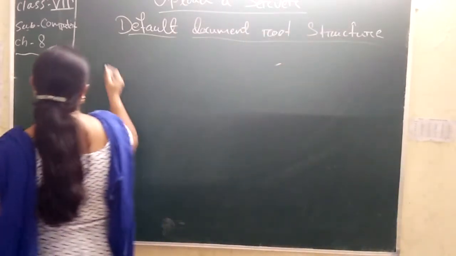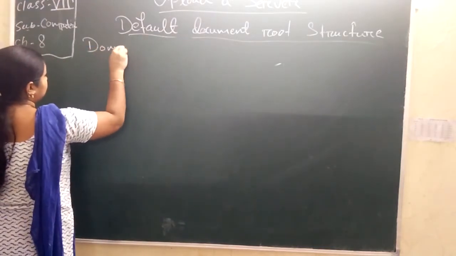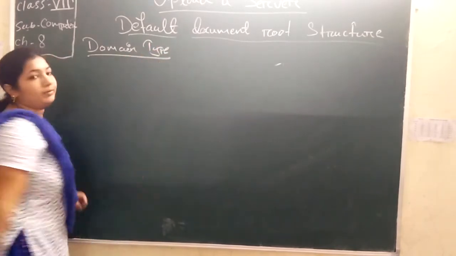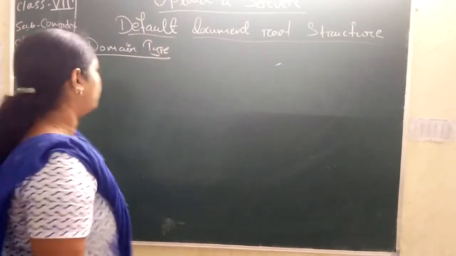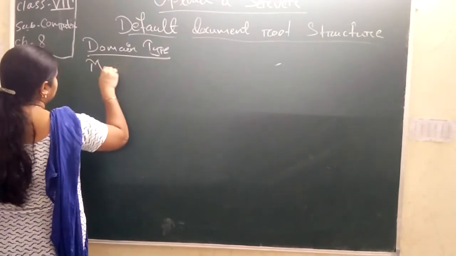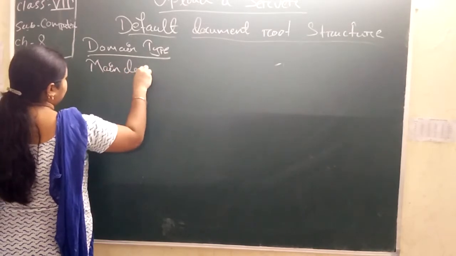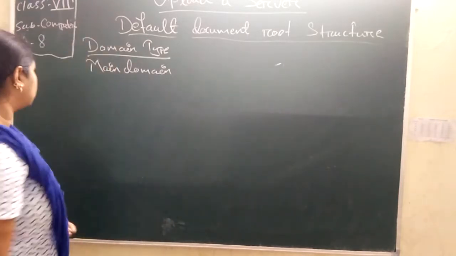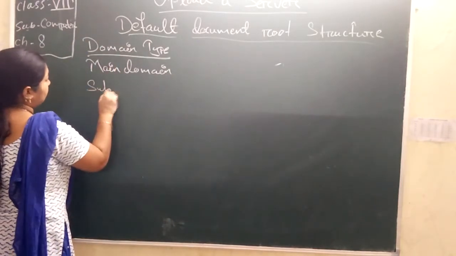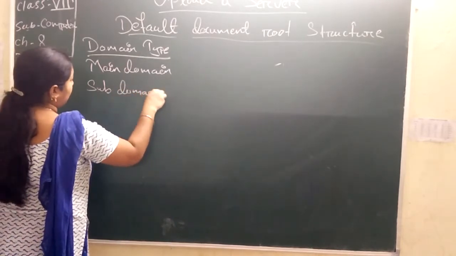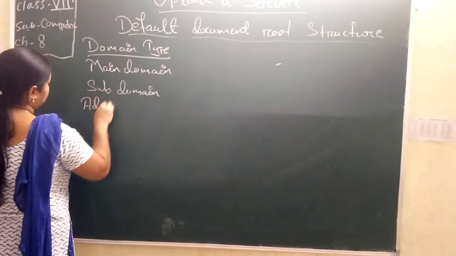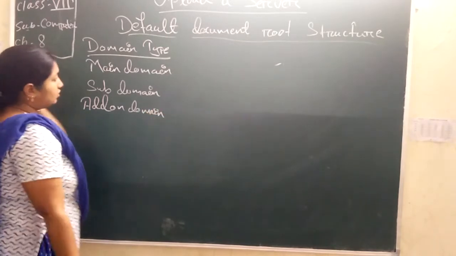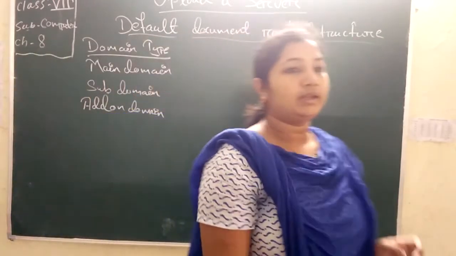First is domain type. In domain type, the first domain is our main domain, the second domain type is our subdomain, and the last domain is our add-on domain. These things are our domain types.